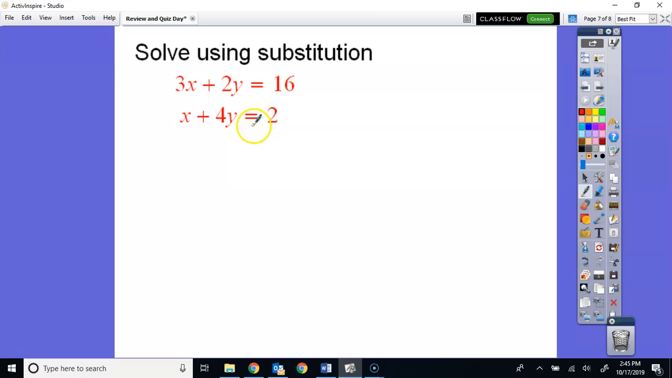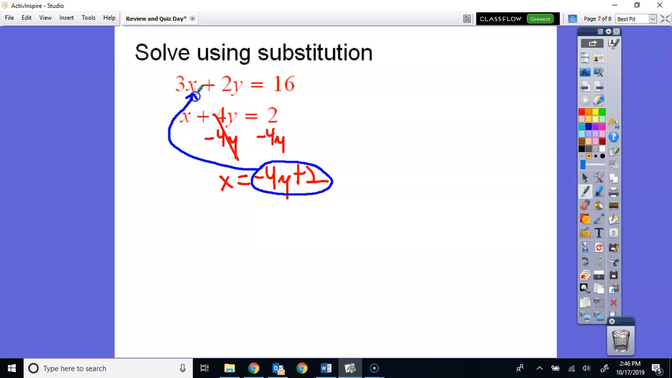Personally, on this one, I would get the x by itself because all I have to do is subtract 4y and it will already be by itself. It'll be negative 4y plus 2, and I don't have to do anything else to get x by itself. So the substitution method now says, by definition, we are going to take this and substitute it into the other equation.